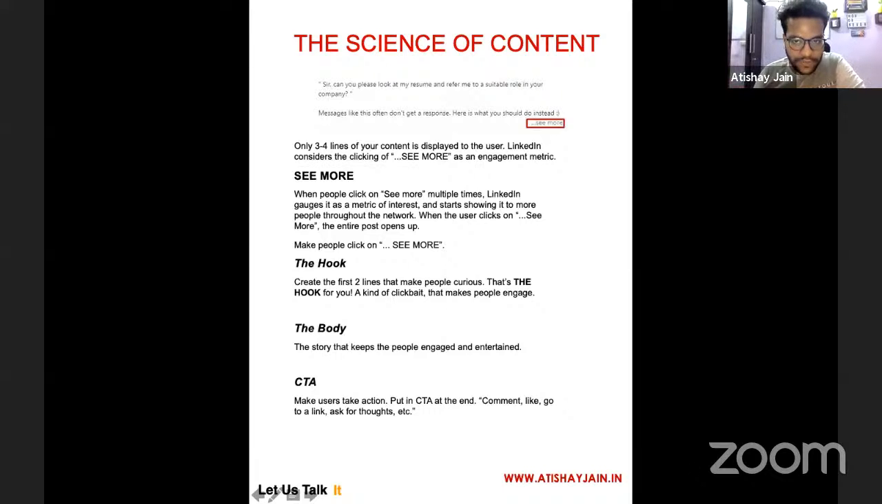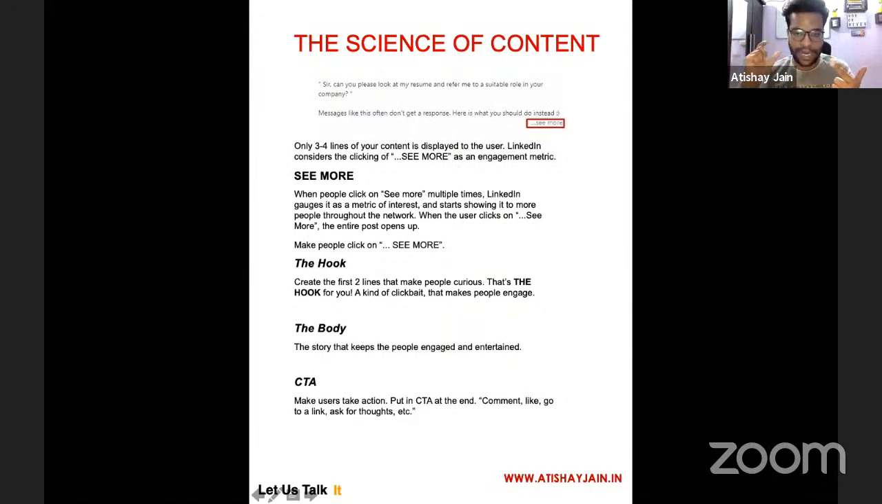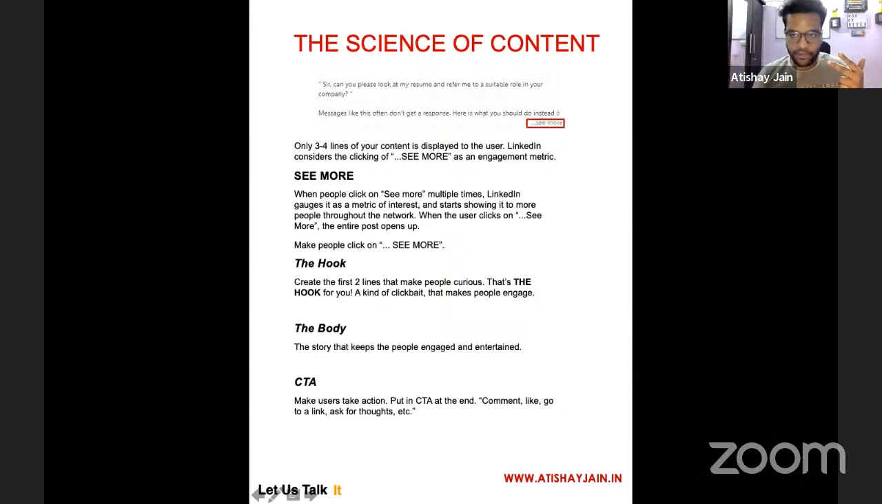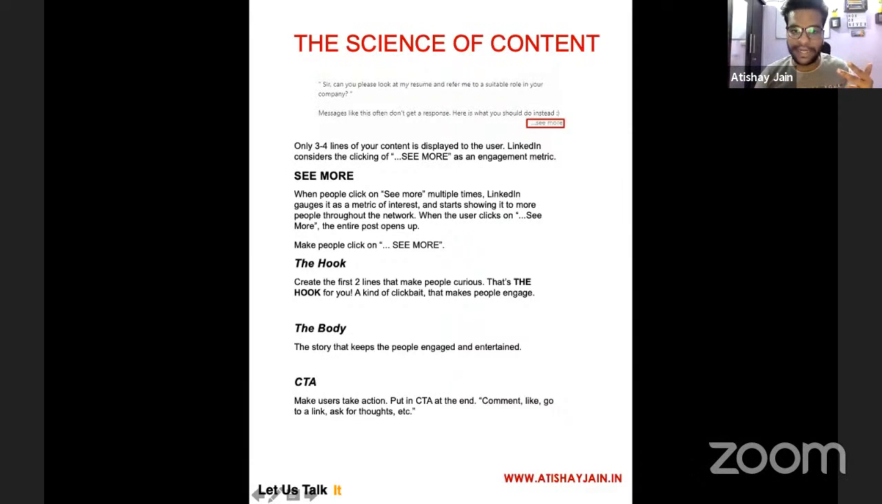Now let's talk about the process or science of content writing. There are 3 steps involved, guys. Step number 1 is the hook statement: the first, initial lines, or first 2 lines, that will make people curious about your article or post. The second part of the content is the body, the story that you write to keep people engaged and entertained. And the third element is the call to action, where you ask people to like, share, comment, or give their thoughts about that particular piece of writing. So these are the 3 elements of content writing: the hook statement, the body of the content, and the call to action.